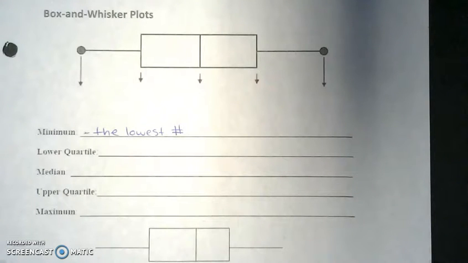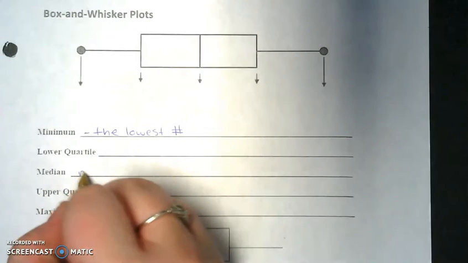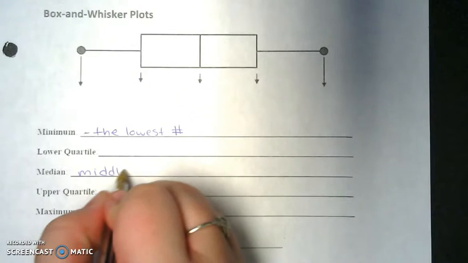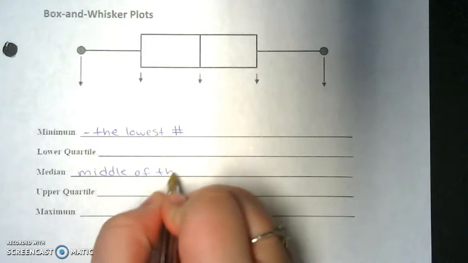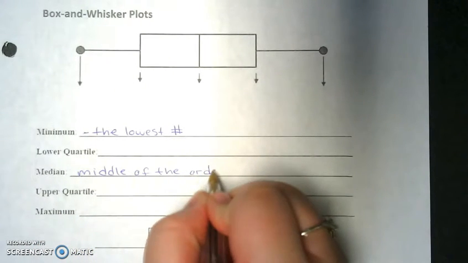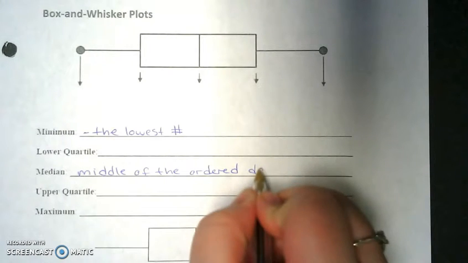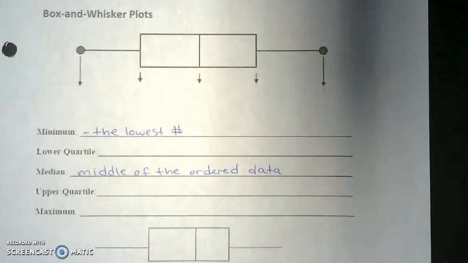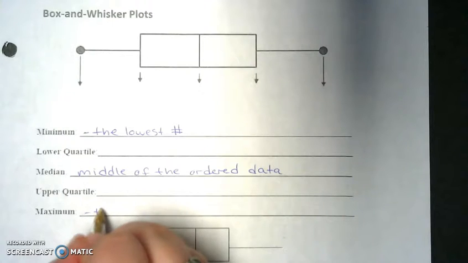Okay, we're going to jump to median, which is the middle of the ordered data. So remember, we have to put them in order, so that's why we're going to say the ordered data. Okay, the maximum is the highest number.